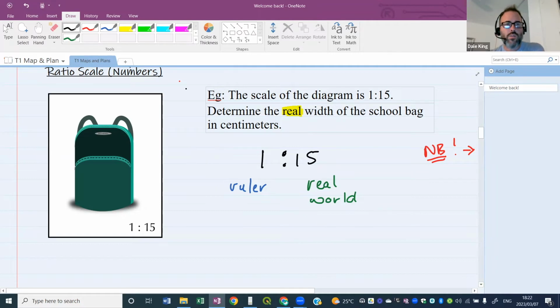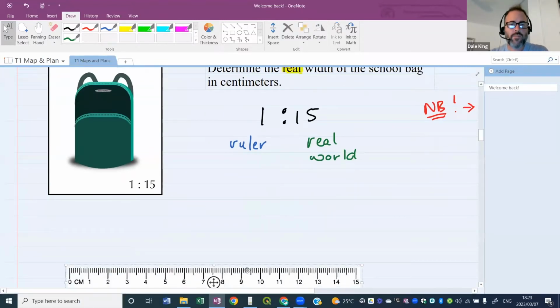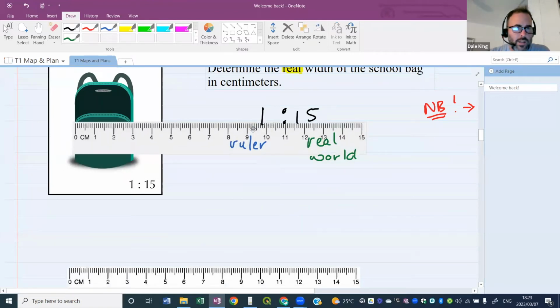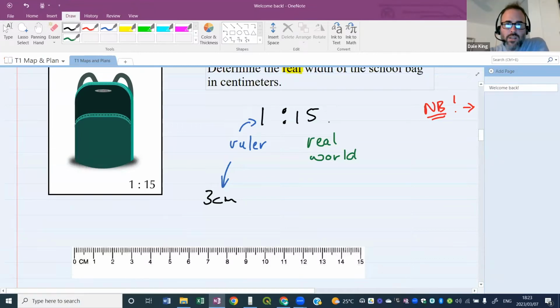So we're going to measure first with our ruler the width of the bag. You'll take your ruler and go up to your bag on the diagram and measure the width. My ruler says that the width of this bag is 3 centimeters. But now what does each centimeter represent? 15 centimeters in the real world.